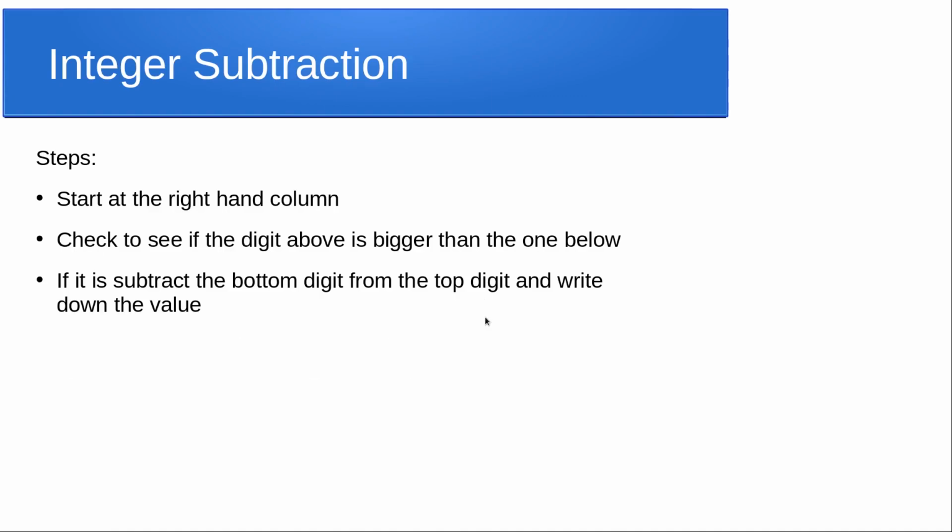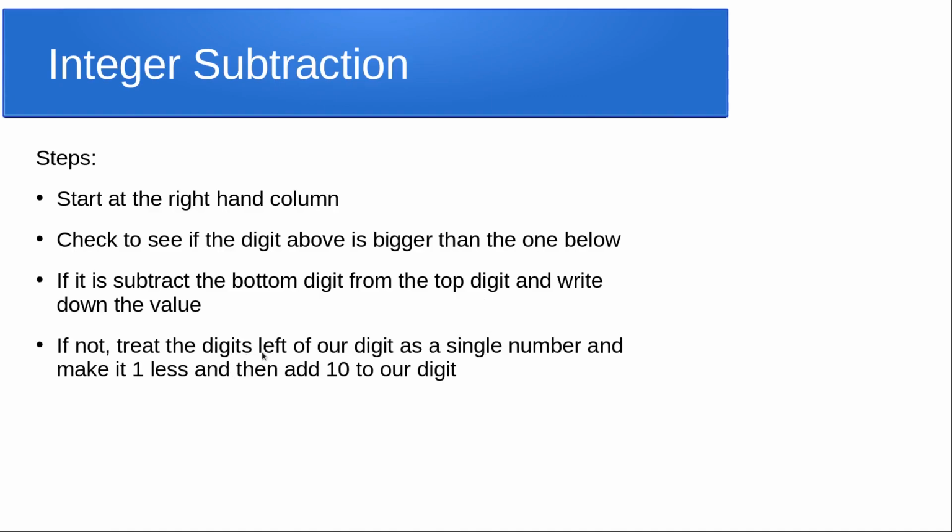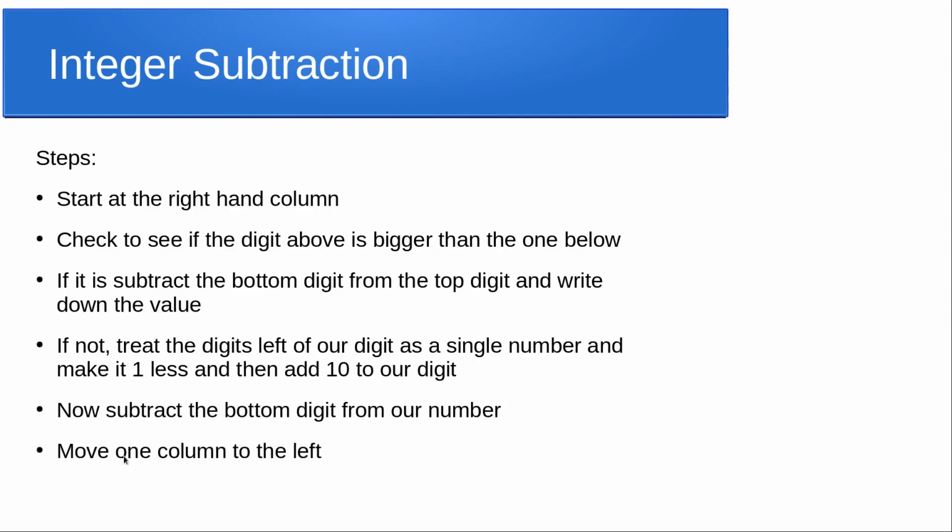If not, then we treat the left digits as a single number, and we make it one less, and then we add 10 to our digit. And there's a slightly more complicated situation with this, and we'll show how that works in one of the examples. Now we can subtract the bottom number from our number, and finally we move one column to the left, and we carry on until we've run out of columns.